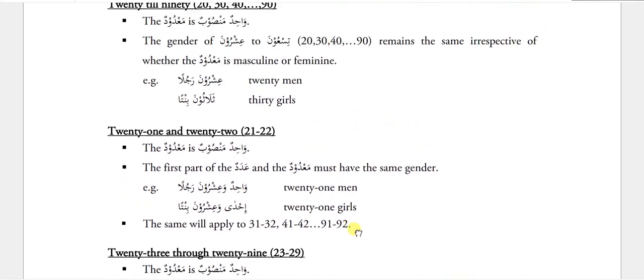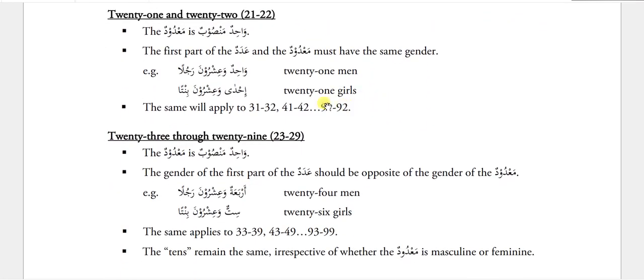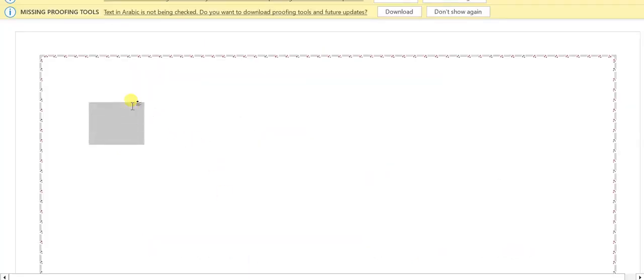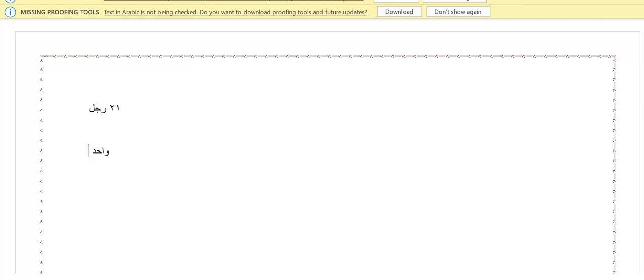Now, for 21, 22, I told you how we are going to write 21, 22. For example, you want to say 21 men, we will first say wahid, which means one, or you can also say ahada. But I think wahid is more wise to use. Wahidun wa, wahid means one, and ishrun means 20. So wahid and ishrun means 21. Then say rajulan, 21 men.